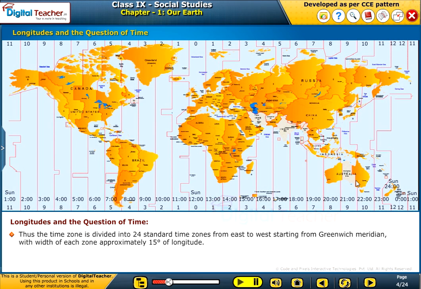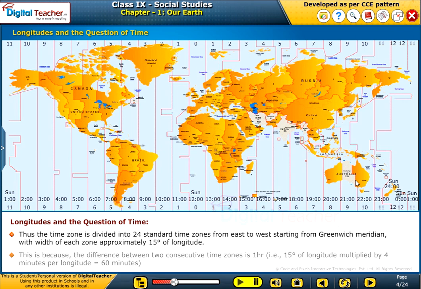Thus, the world is divided into 24 standard time zones from east to west, starting from the Greenwich meridian, with the width of each zone approximately 15 degrees of longitude. This is because the difference between two consecutive time zones is 1 hour. That is, 15 degrees of longitude multiplied by 4 minutes per degree equals 60 minutes.